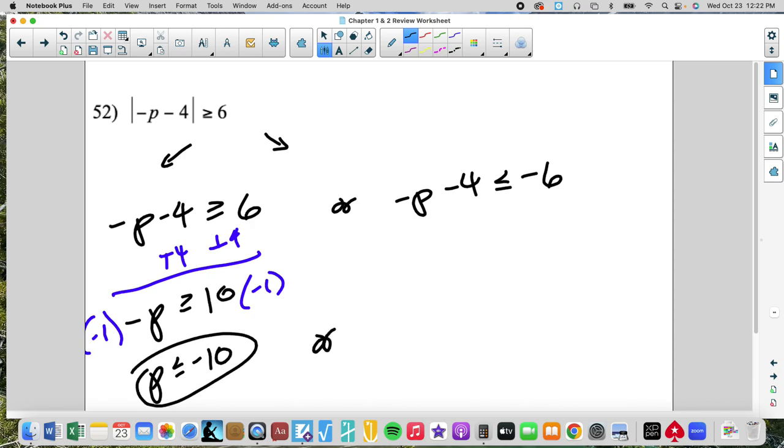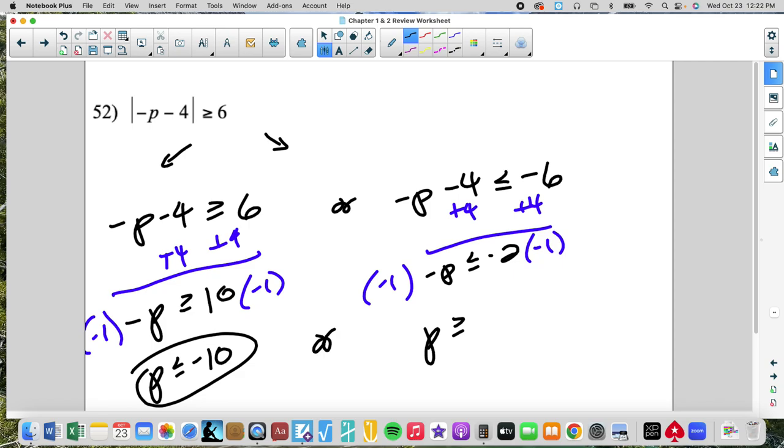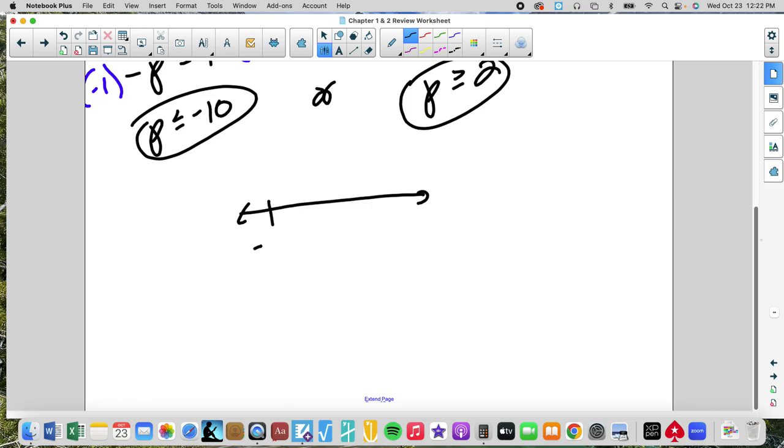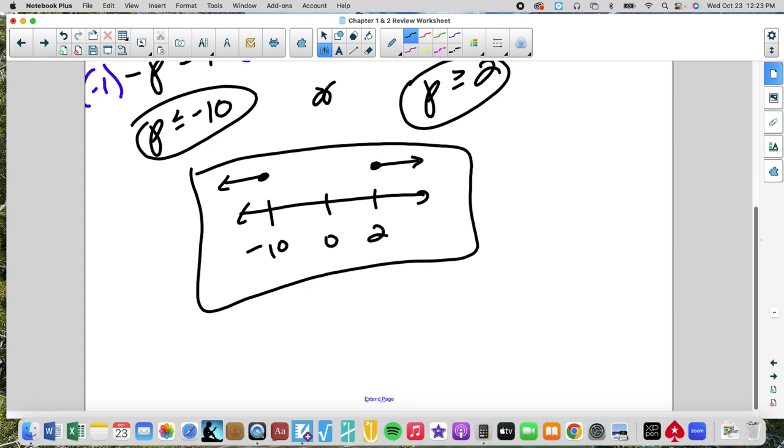Or let's add 4, add 4. Negative p is less than or equal to negative 2. Multiply both sides by negative 1. That gives me p is greater than or equal to 2. Okay, what does that look like? Negative 10, 0, 2. Closed circle going to the left. Closed circle going to the right. That is my solution.